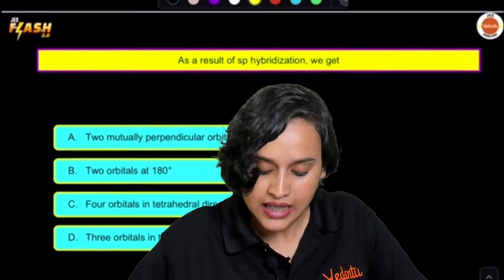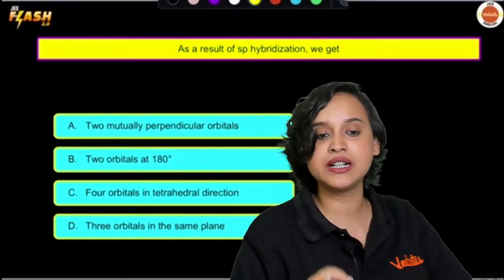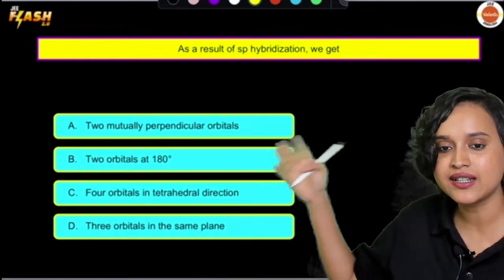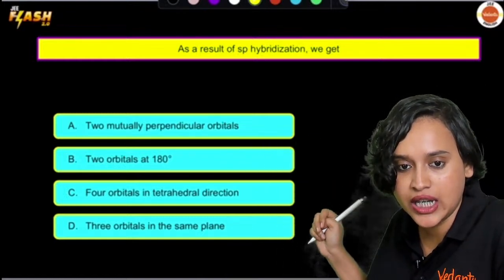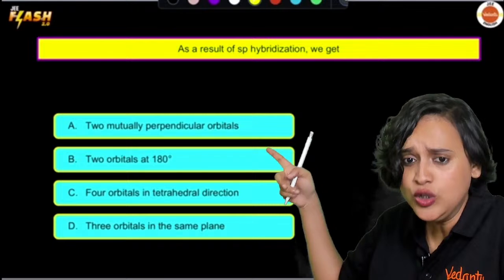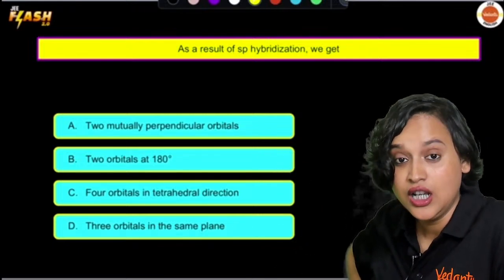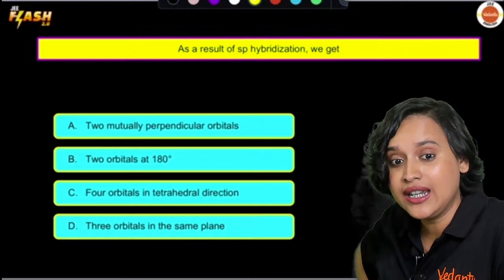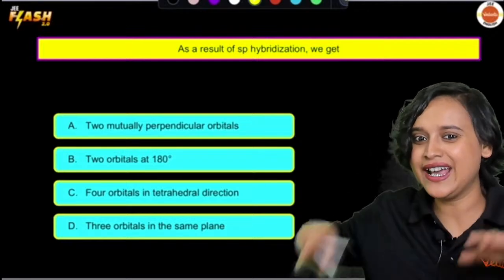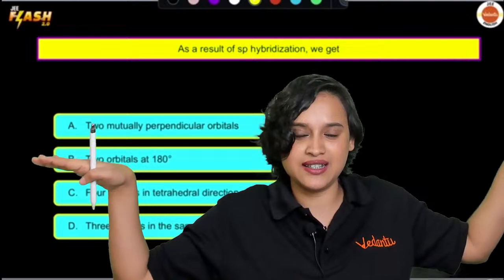As a result of sp hybridization, what do we get? Do we get two mutually perpendicular orbitals? Not at all. Do we get two orbitals at 180 degrees? Yes, we do. In sp hybridization, one this side, one this side.